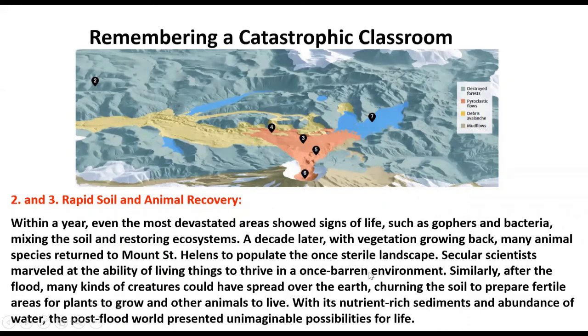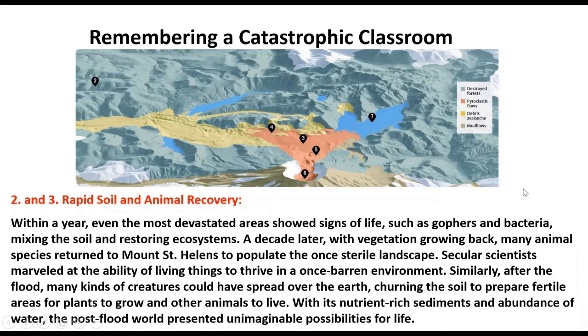So after Noah's flood, the world was barren, planet was barren, but living things could thrive. Similarly, after the flood, many creatures spread over the earth, churning the soil to prepare fertile areas for plants to grow and other animals to live. With its nutrient-rich sediments and abundance of water, the post-flood world presented unimaginable possibilities for life.